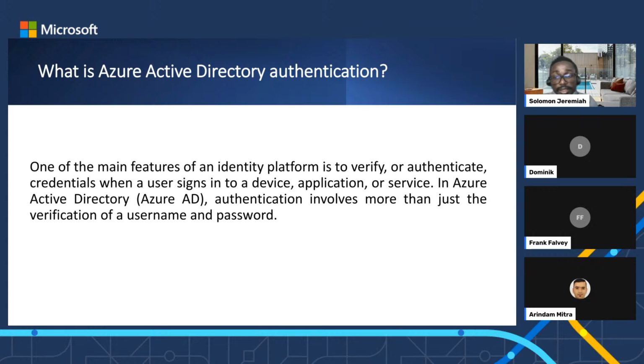And for my explanation here, one of the main features of an identity platform is to verify or authenticate credentials when a user signs in to a device, application, or service. In Azure Active Directory, authentication involves more than just the verification of username and password. While I'll be going through my screen, I'm not really doing a demo. I'll just try to use the Azure portal to explain better what I'm trying to say. So I will just share my screen quickly. Let me try to bring up my screen.